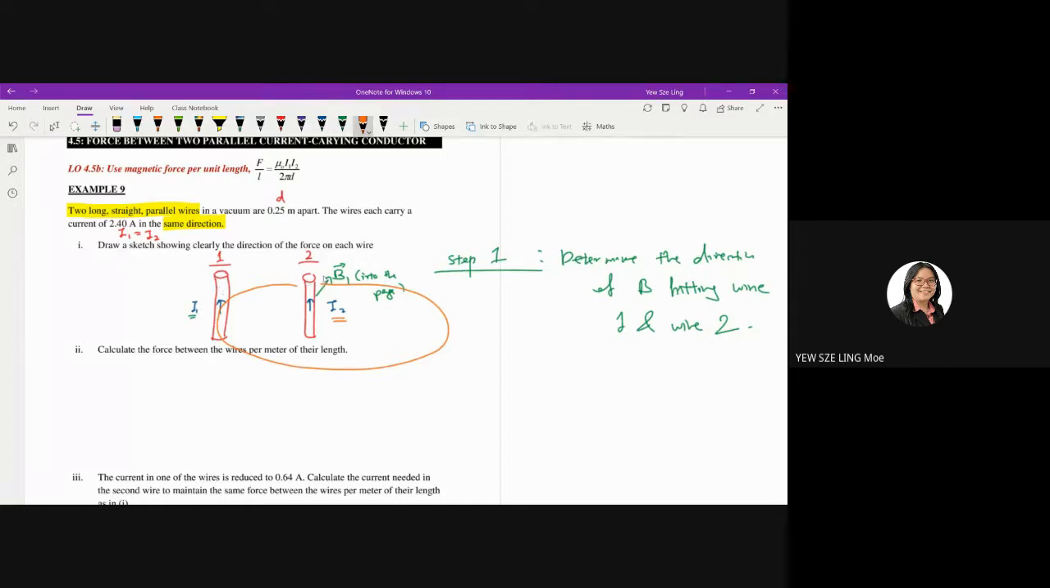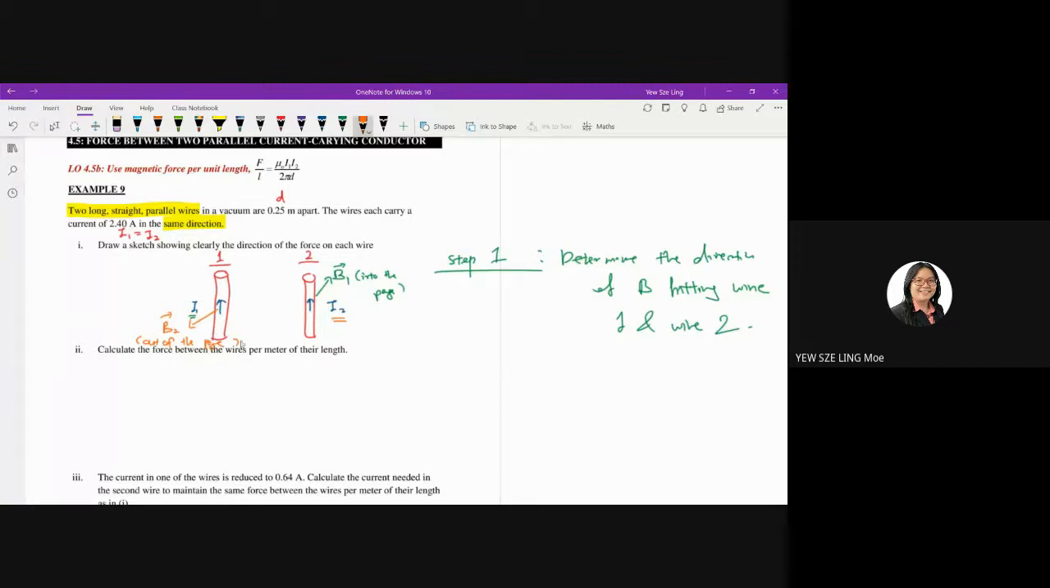B1 is generated by wire 1, tetapi dia hit wire 2. B2 is generated by wire 2, tetapi it hits wire 1. Make sure you don't get confused between the terms generate and hit. So if you do it in the correct way, then you should obtain a B that is out of the page right now. This is your B2. B2 is out of the page. So B1 is into the page, B2 is out of the page.